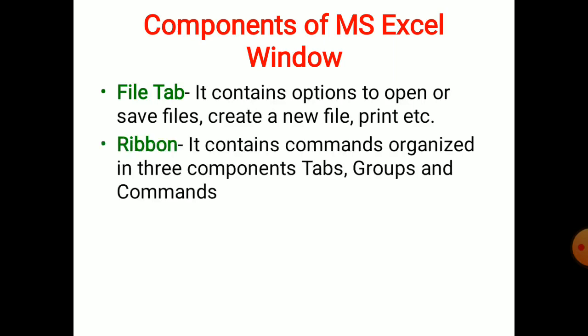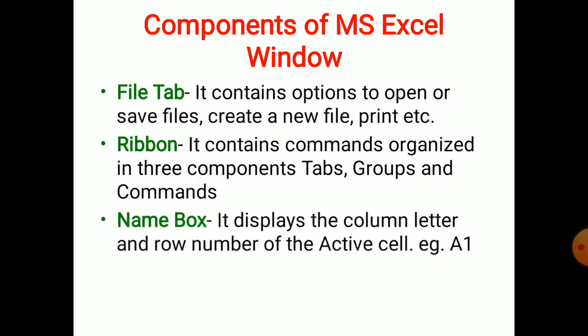Ribbon. It contains commands organized in 3 components: tabs, groups and commands. Tabs appear across the top of the ribbon. They contain groups of related commands, for example Home, Insert, etc. Groups organize the related commands as buttons. The group name appears below the group on the ribbon. For example, the group of commands related to fonts appears as the font group. Commands appear as buttons within each group.